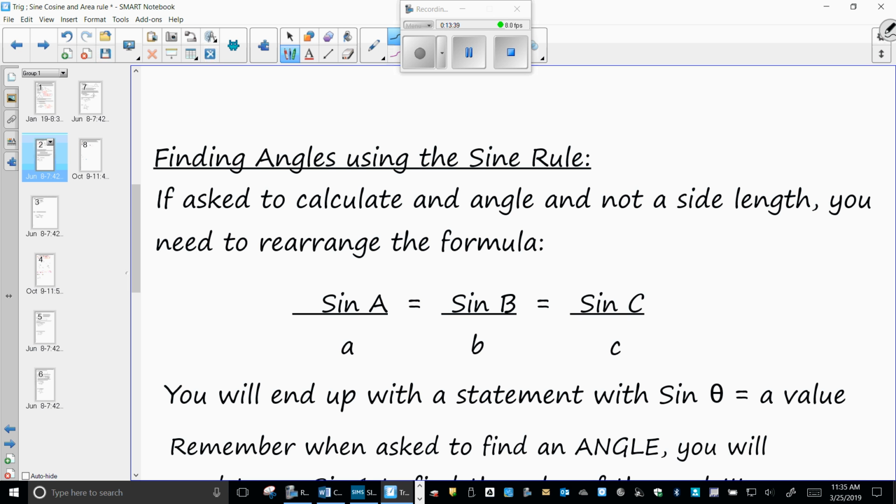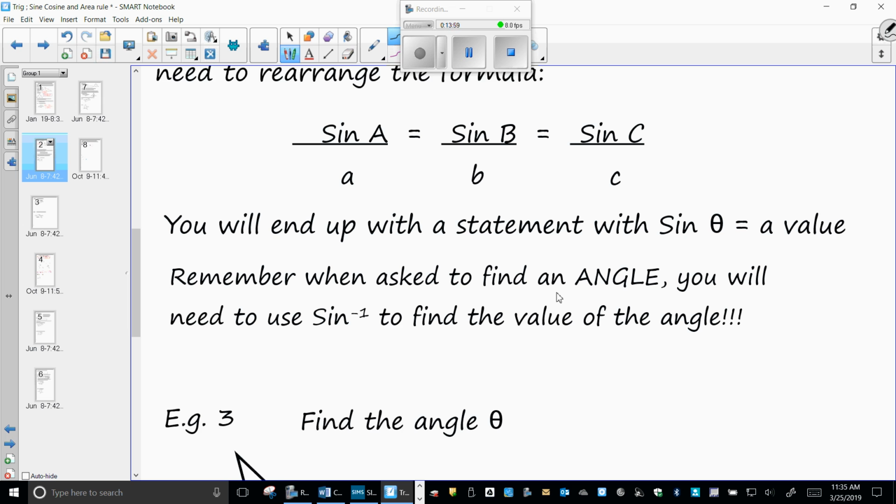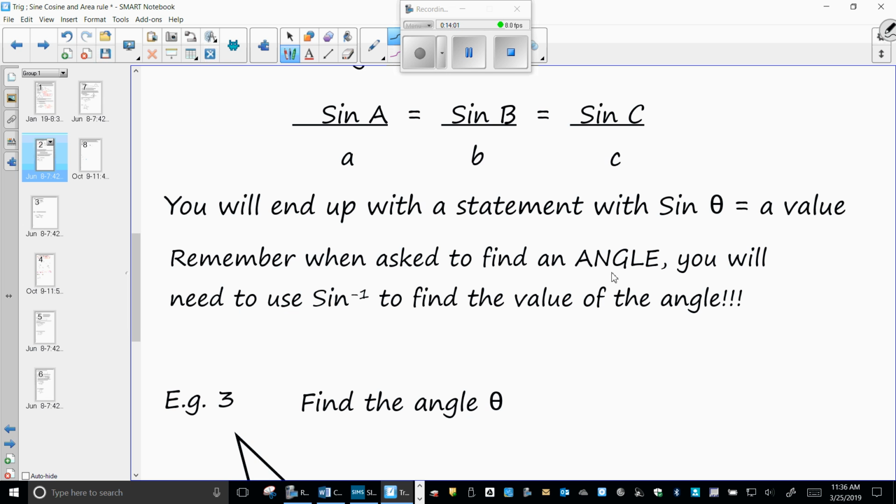Because in these questions we're trying to find an angle, at some point you're going to end up with a statement that says sine theta equals something. What you're trying to find is on the top. Because you're trying to find an angle, at some point you're going to be using the inverse sine function.